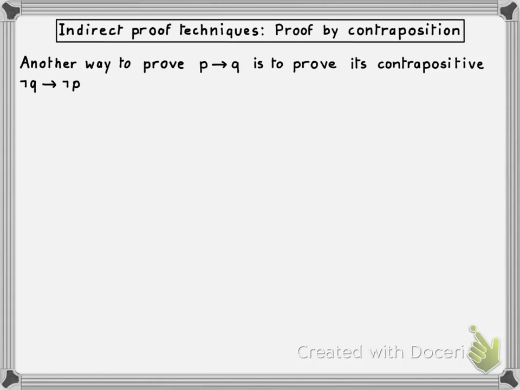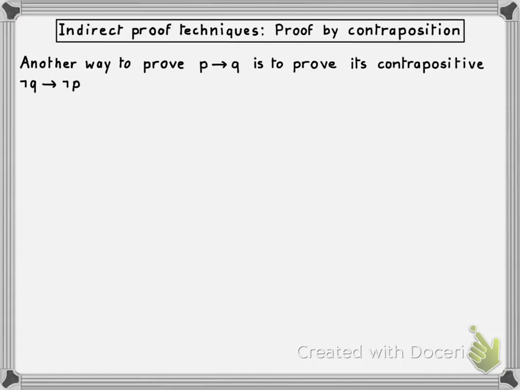This is a valid proof technique because remember we proved that a conditional P implies Q is logically equivalent to its contrapositive not Q implies not P. Therefore, proving one is the same as proving the other. When the earlier proof techniques do not apply to the theorem you're trying to prove, or at least not in an obvious way, the next thing you should consider is trying to prove the contrapositive of that conditional, which may turn out to be easier.